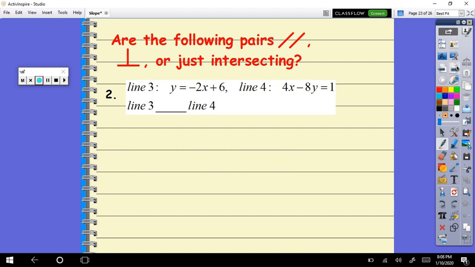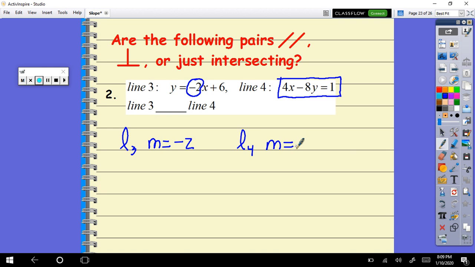Now on this one, I'm going to do the same kind of thing. Are the two lines going to intersect, or are they going to be parallel or perpendicular? Well, again, I need to look at line 3. Line 3 is given in y equals mx plus b form, so you can just name the slope right off the bat. Line 4 is not given in y equals mx plus b form. Guys, this is standard form, so it's ax plus by equals c. So the slope is negative a over b. And that reduces to positive 1/2.